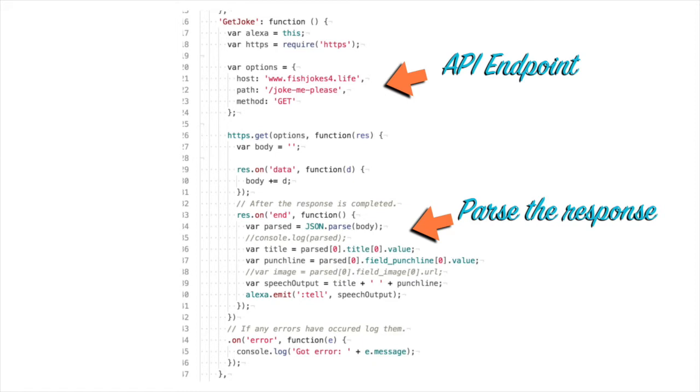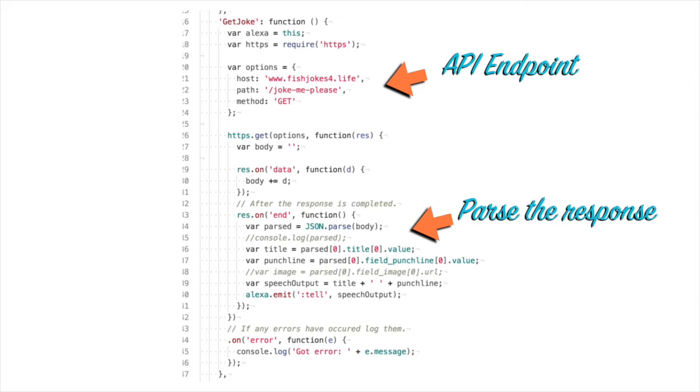And then in the code example, this is the get joke function that we saw before. So instead of pulling from a jokes array, we're setting up a URL with our API endpoint, and this is live, so you can go and poke at it and see the JSON in your browser if you want. Fishjokes4.life is the name of the site, and if you go to /joke-me-please, it will return one particular joke node at random. So we grab that URL, we use Node's HTTPS library to make a GET request.